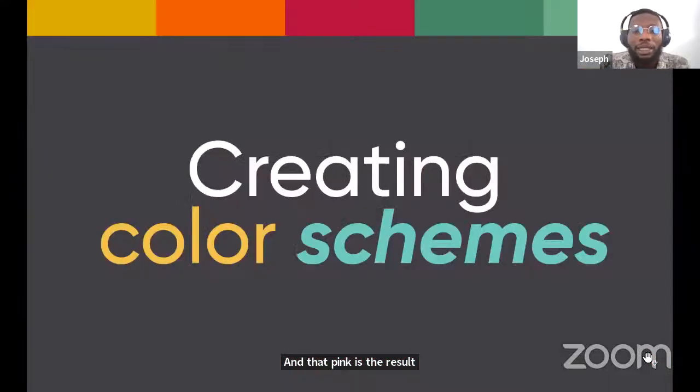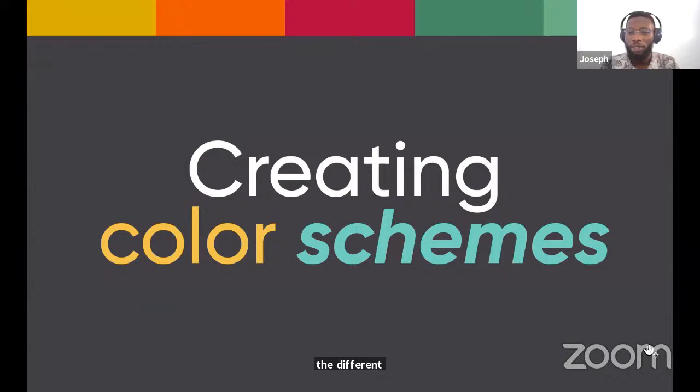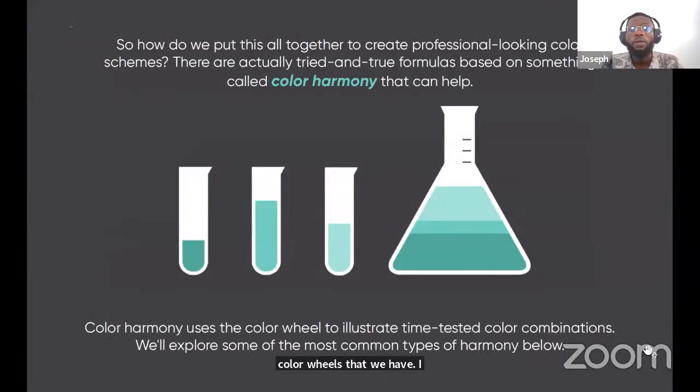Okay. Now, there's such a thing as color schemes. Color schemes are created from the different color wheels that we have. I'll show you what I mean. How do we put all of this together to create a good color scheme? They are actually tried and true formulas based on something called color harmony.